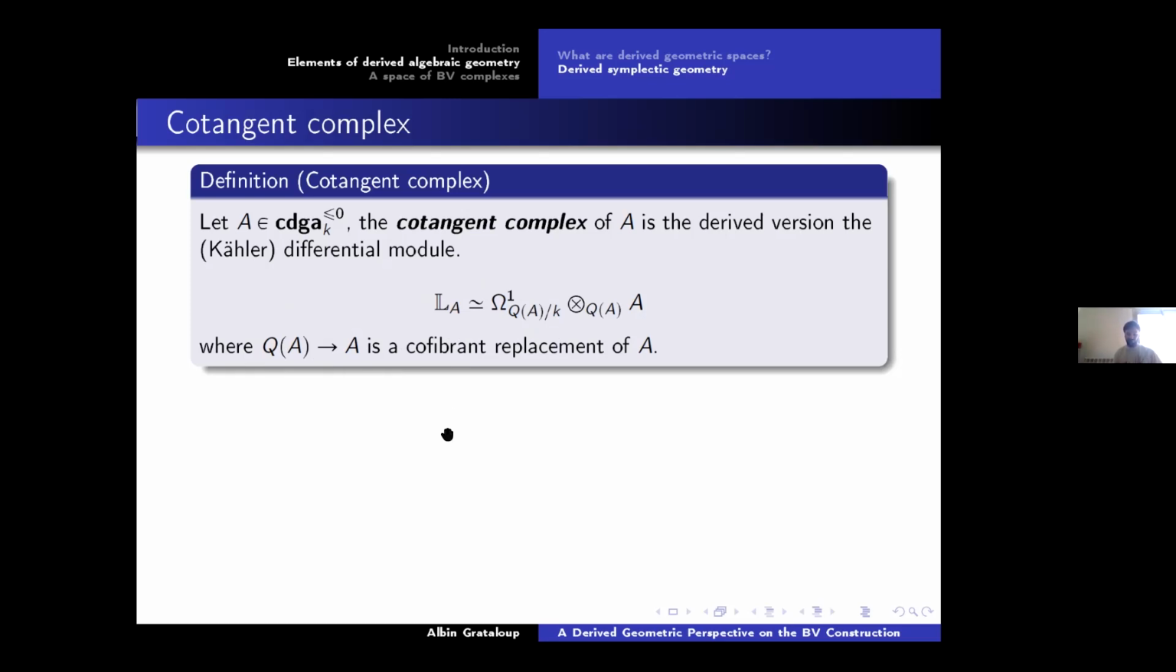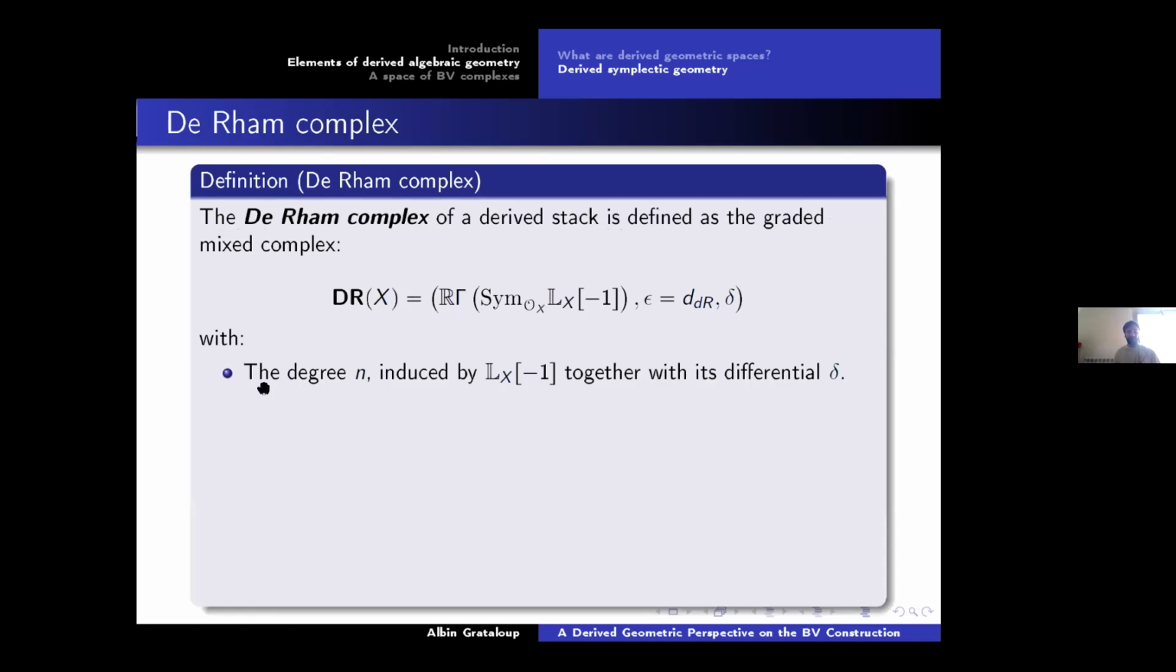If I want to speak about 1-forms, 2-forms, 3-forms, I need to speak about this de Rham complex, which has quite a bunch of structures. Technically it has the structure of a graded mixed complex. It's given by the derived global sections of the symmetric algebra, as you might expect. But since L_X is already a complex itself, this has a degree n, and you can extend the differential on L_X to the whole symmetric algebra by derivation to get this vertical differential, which I call delta.